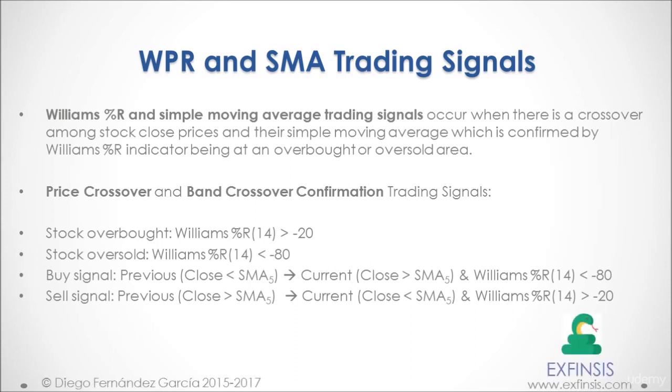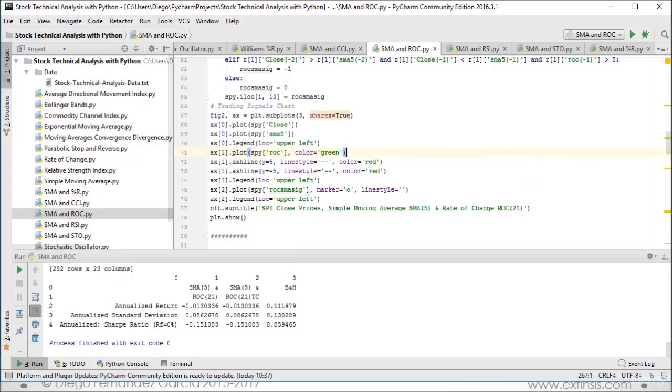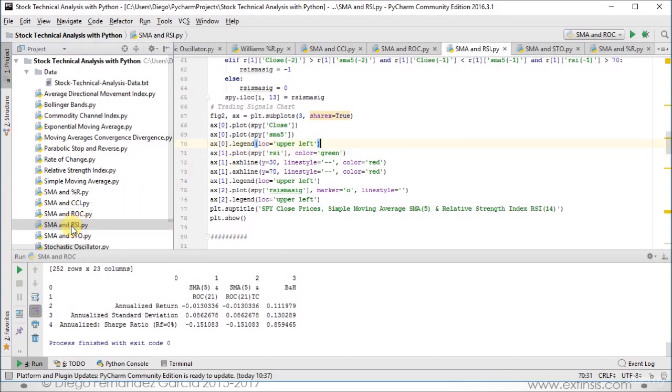Great, so let's go back into our Python PyCharm IDE so that we can study simple moving average with relative strength index, stochastic oscillator, and Williams percentage R trading signals with greater detail. Excellent, so here we are back within our Python PyCharm IDE. In this lecture, we'll be working within our SMA and RSI, SMA and STO, and SMA and percentage R code files. If you have any questions about their setup, please go back to section 1, Stock Technical Analysis Data Lecture, where all of that is explained with greater detail.